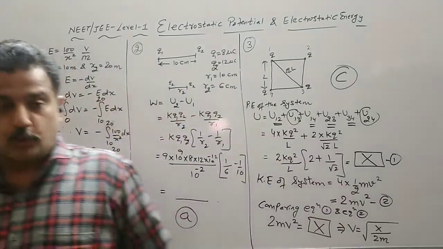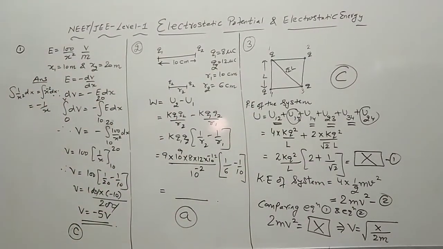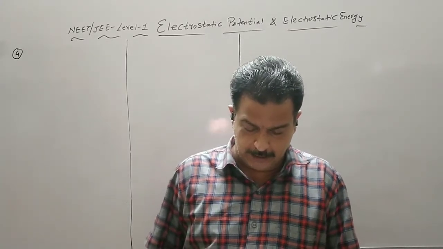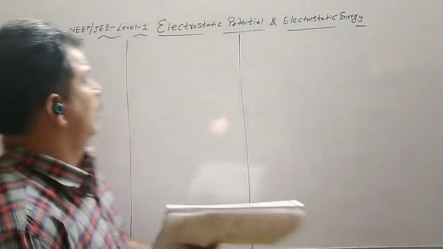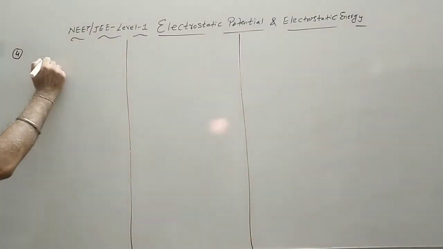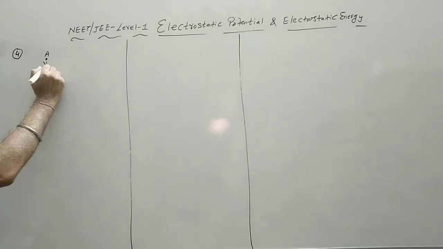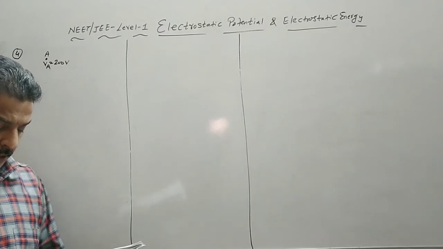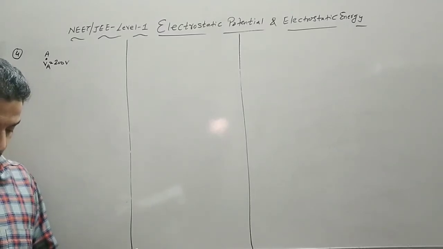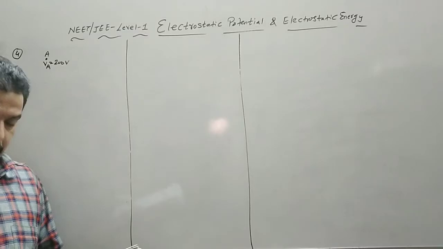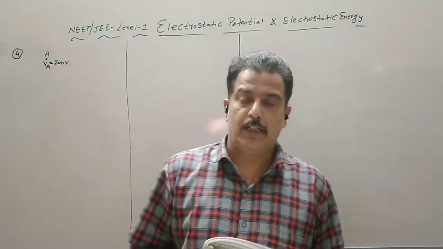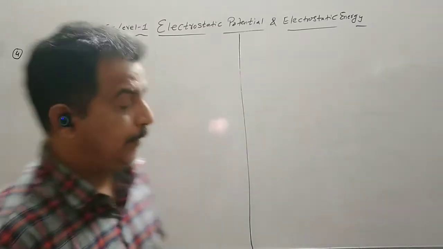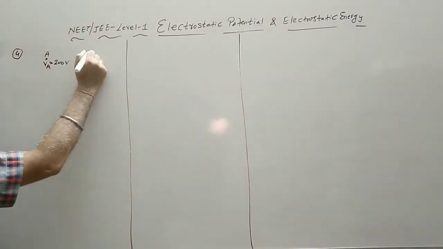Now let us move to question number 4. The potential at a certain point in the electric field is 200 volt. So there is some point, say this is a point A, and the potential at this point is 200 volt. The work done in carrying an electron up to that point will be, so we have to find the work done in carrying an electron up to that point. So suppose we have an electron at this point.